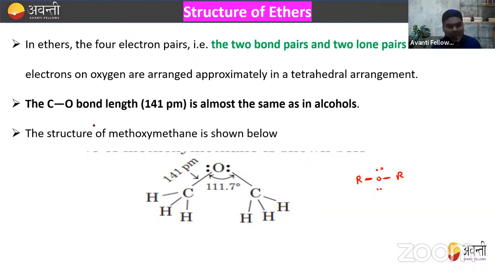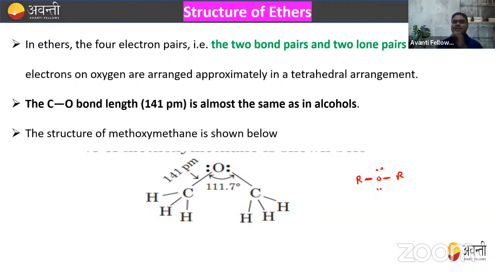Now, the carbon-oxygen bond length is around 141 picometer and is almost the same as in alcohol, right? As in the case of alcohol, the carbon-oxygen bond in ether also has a quite similar bond length, around 140 to 141 picometer. So how will we draw the structure? So this is the structure of the ether. Now, a very interesting question arises. If you look at the structure of ether, you get to know the bond angle is 111 degrees, right?